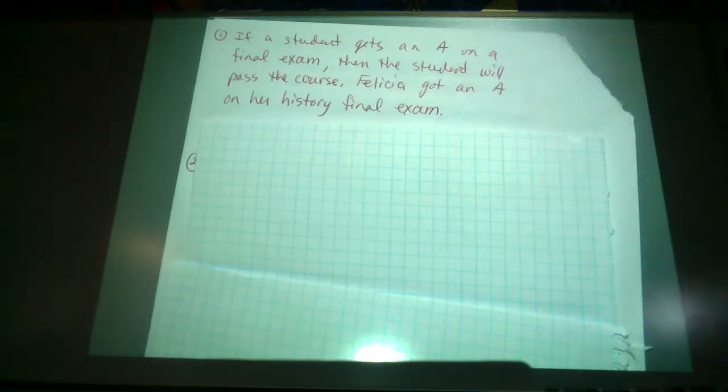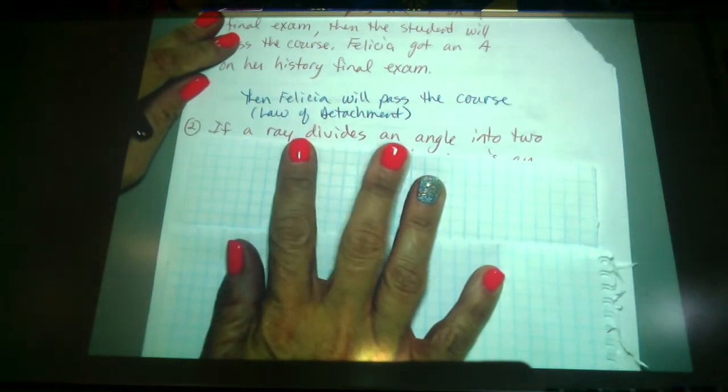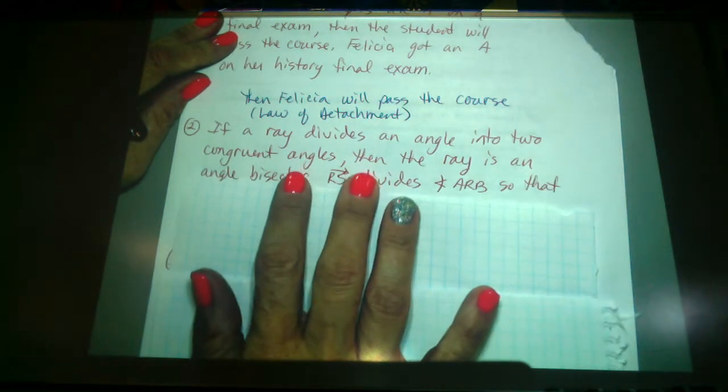We already said that, right? So what's your conclusion? You're going to mirror the conclusion up there, but be specific. The conclusion up there is the student will pass the course. So what are you going to say? So Felicia will pass her history course. That's your conclusion. Does that make sense? Okay, all right, so the next one. I just put, then Felicia will pass the course, or you could say history course. Either way is fine.